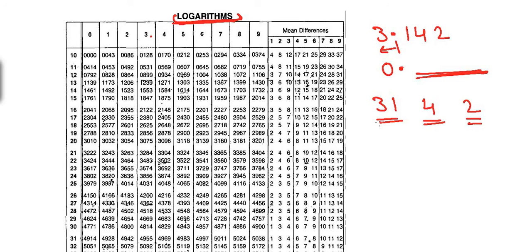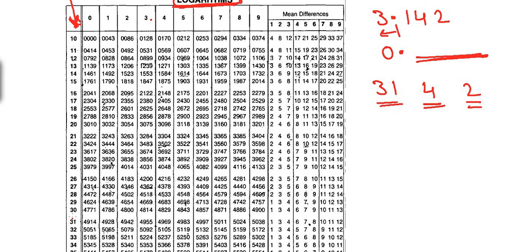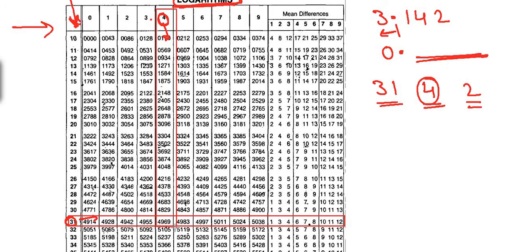Now 31. Locate 31 in the first column. This is the first column. Here it is, 31 in the first column. Right. Next, third digit 4. Locate 4 in the first row. This is the first row. Now take the intersection of the column of 4 and the row of 31. So this is the row of 31 and the column of 4.